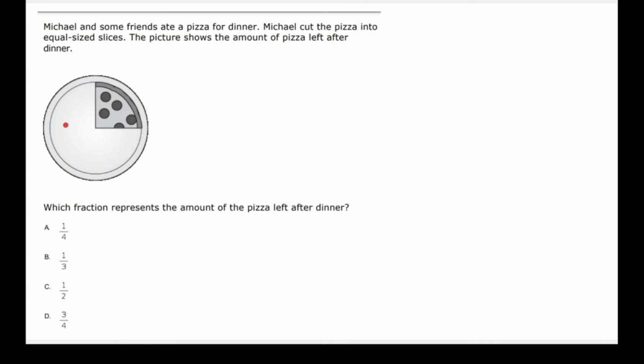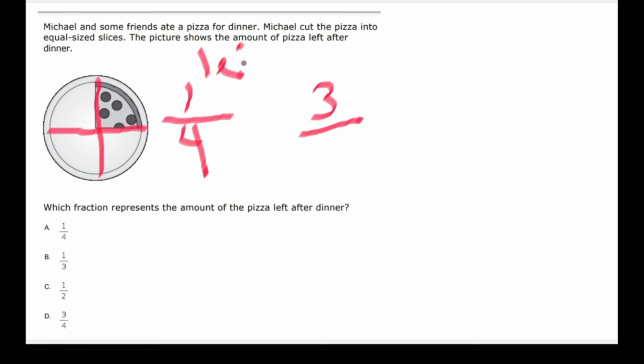Question, this is 1. If we divide this into equal parts, basically we have here 4. And how many are left? Only 1. How many are gone, eaten? This is 1 over 4 left, and 3 over 4 have been eaten. Now let's go to our question. Which fraction represents the amount of pizza left after dinner? Left is only 1/4. So then our answer is here.